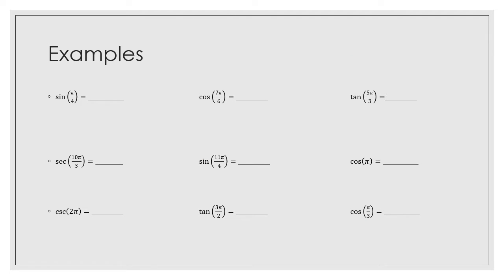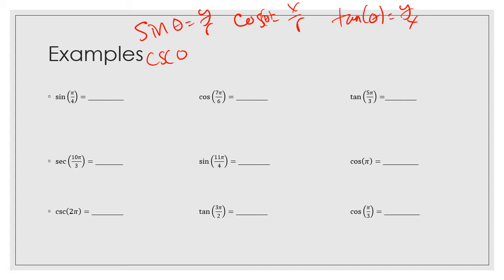So if I'm working with these examples again, I'm going to start. We have our sine of some angle is y over r. Our cosine of some angle is x over r. Tangent of some angle is y over x. And then we have our cosecant, the reciprocal of sine, is r over y. Secant's our reciprocal of cosine, r over x, and then our cotangent is x over y.